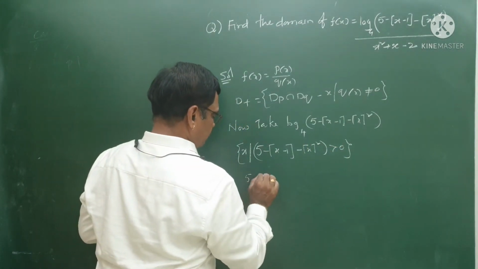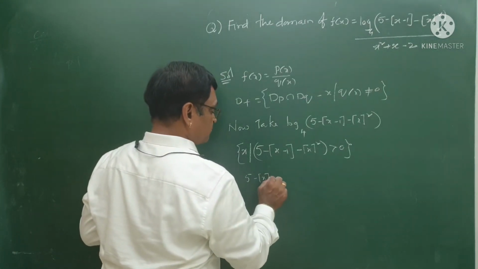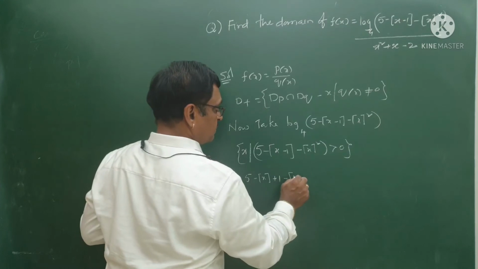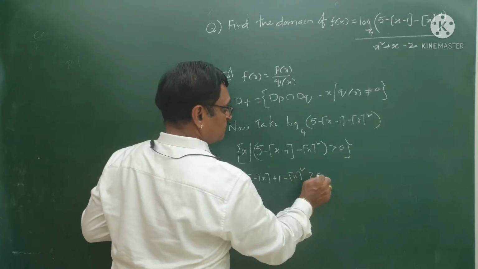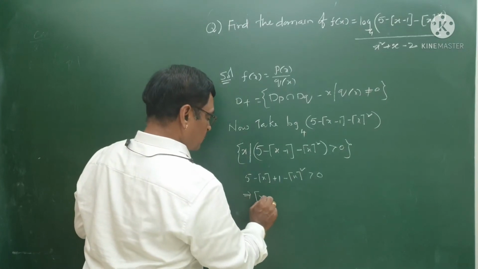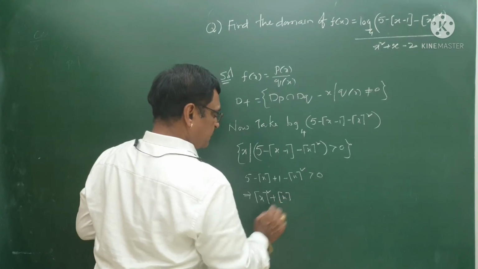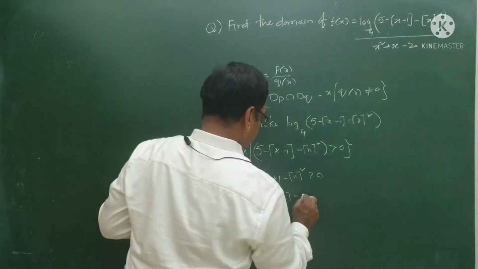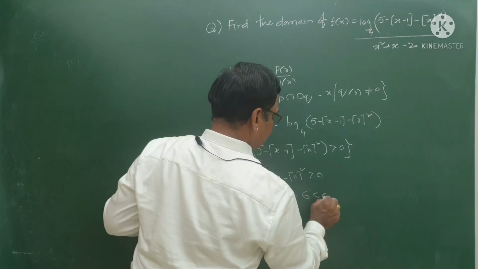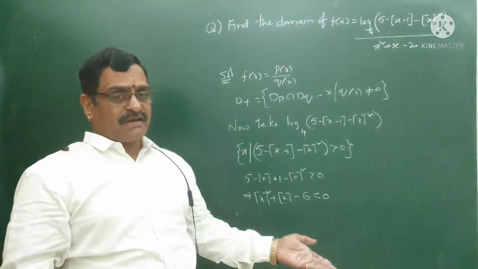Take 5 minus integral part of x minus 1, which can be written as integral part of x plus 1, minus integral part of x square, more than 0. Or we go for integral part of x square plus integral part of x, 5 plus 1, 6. So this is equal to minus 6 less than 0. Yes, obviously it is just a quadratic inequality.